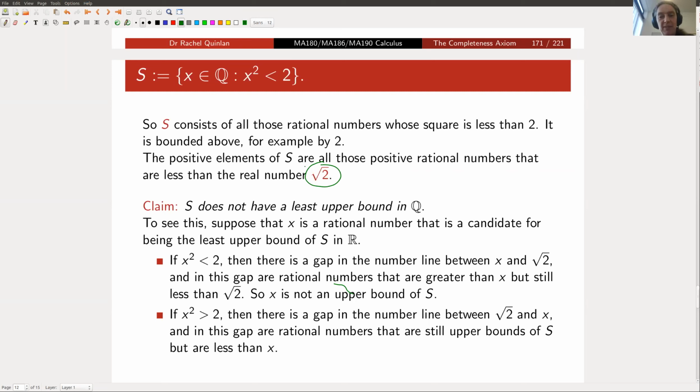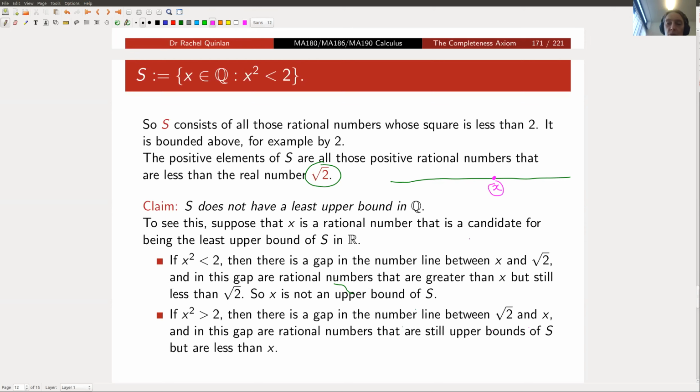Okay, and to see this, suppose we're on the number line, thinking only about rational numbers, pretending that we don't have any real numbers, so there are no irrational numbers. Suppose that we have some x in mind that's a candidate for being the least upper bound of S. We have elements of S that are rational numbers whose square is less than 2. So x, when we square it, has a square that is either less than 2 or greater than 2. And remember that x is a candidate for being the least upper bound of S.